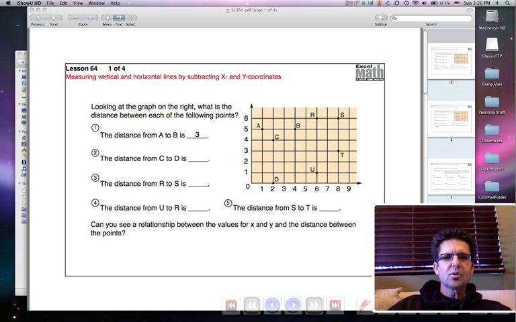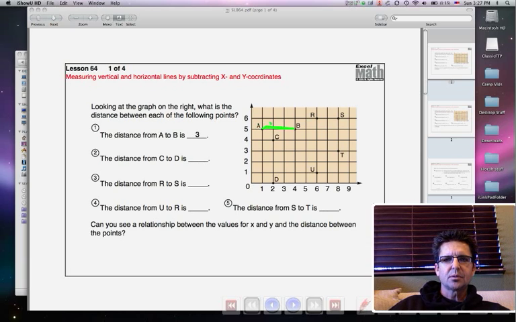First it says, looking at the graph on the right, what is the distance between each of the following points? So let's take a look at what they're talking about. The distance from A to B they're saying is 3. So from A to B, right across here, is 3. The reason it's 3 is you've got one section there, 2, and 3. So the distance from A to B is 3 units.